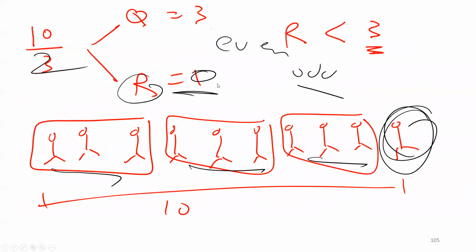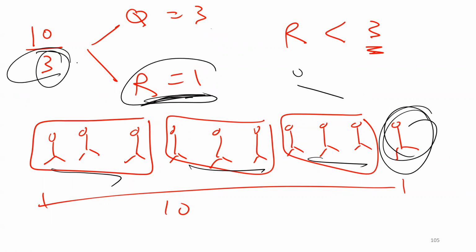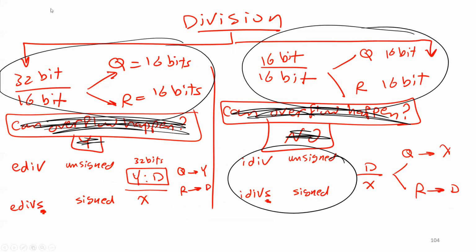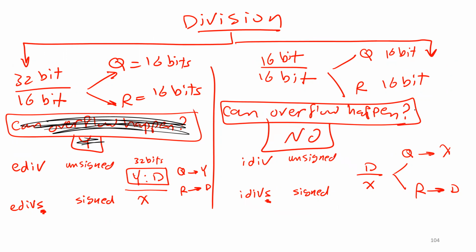Keep in mind, when I divide by 3, I can guarantee that the remainder here is less than 3. Is that right? The remainder has to be less than 3, because if it is more than 3, I would put it in the quotient, right? So the remainder has to be less than the divisor. So now, can overflow ever happen here or here? The answer is no, overflow cannot happen here.